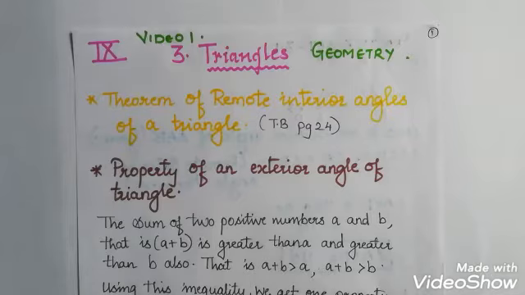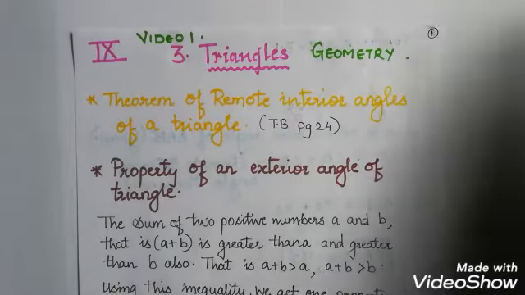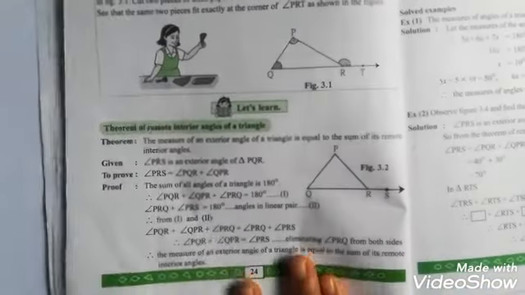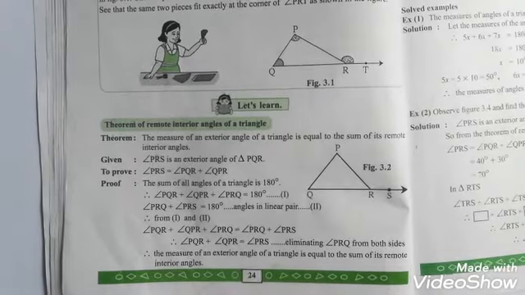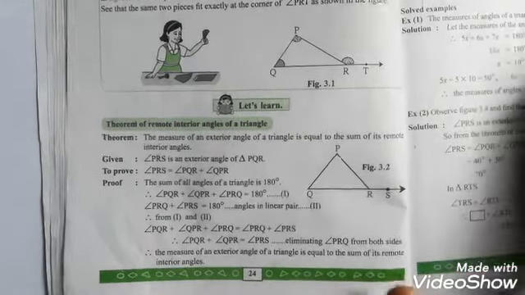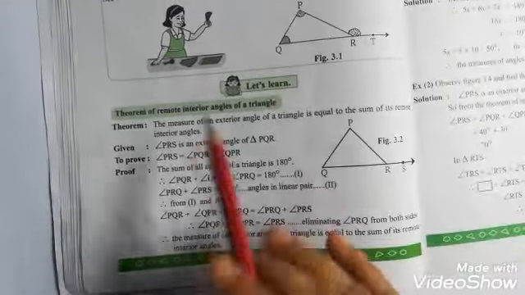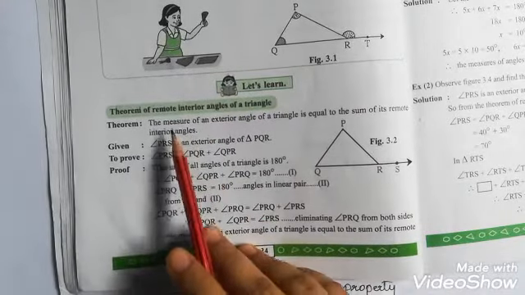Today we shall begin with a new chapter, triangles. Children, kindly open your textbook to page number 24. The first theorem on page number 24: the theorem of remote interior angles of a triangle. So let us see the theorem.